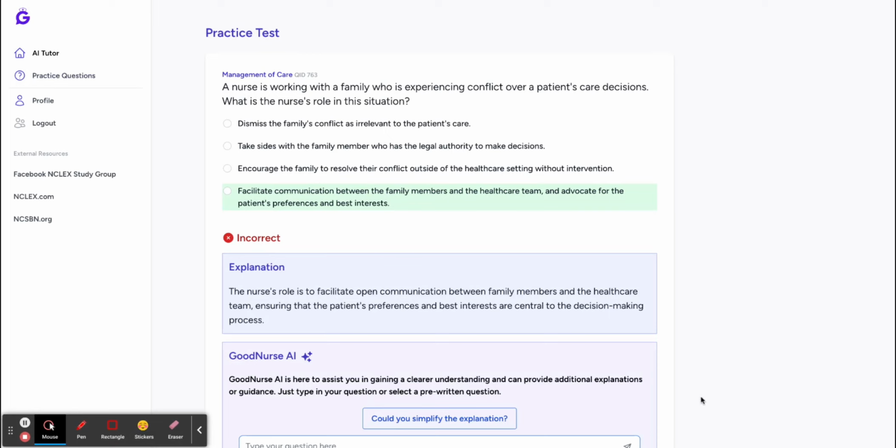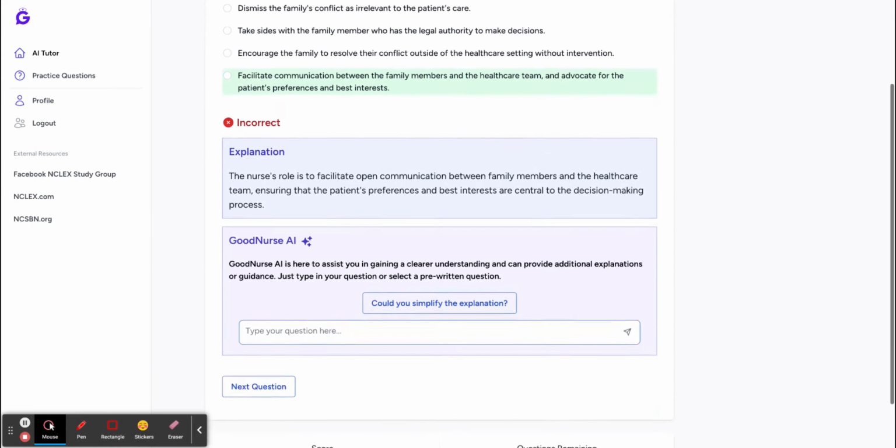The correct answer is D. The nurse's role is to facilitate open communication and ensure the patient's preferences and best interests are central to decision-making.